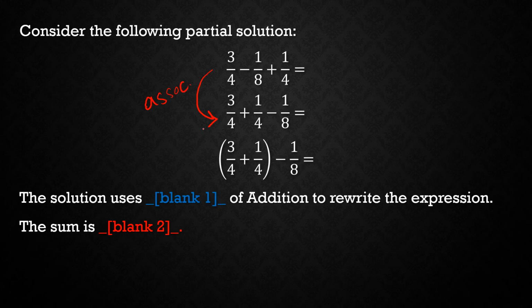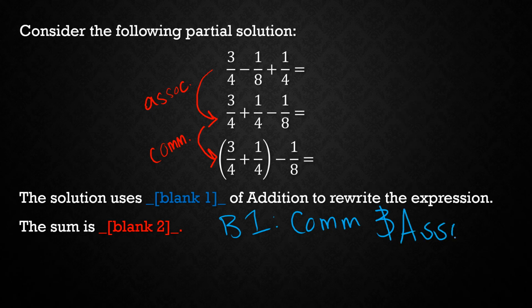And when I look from this second line to my third line, I'm adding a set of parentheses, which is my commutative. So for here, I'm actually using both. So in blank 1, for blank 1, I am using the commutative and my associative properties of addition.